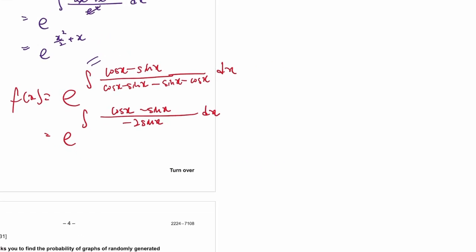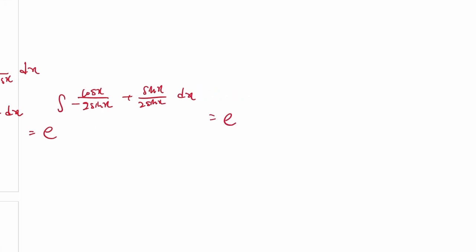So I guess we need to figure out how to integrate this. We'll separate the sine. I mean, we'll split the denominator like this. So this is -1/2 of cotangent plus 1/2. So I guess the key is just how to integrate cotangent.